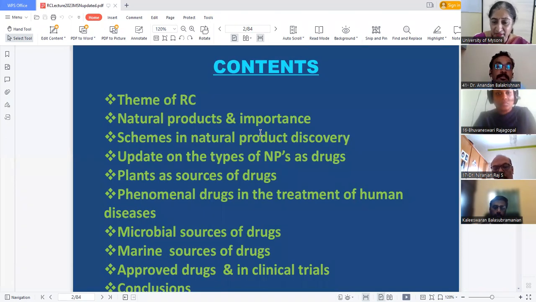So schemes in natural product discovery, the update on the types of natural products as drugs, plants, which have given so many drugs for us, phenomenal drugs that have been discovered in the treatment of human-related diseases, microbes as the sources of drugs, marine sources of drugs, which has revolutionized the drug discovery program, approved drugs from marine sources, which are already approved and are under clinical trials, and the conclusions that are drawn.